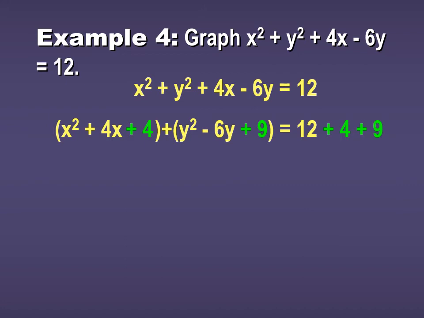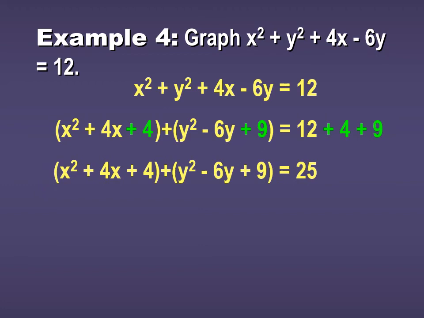All right, so I have perfect squares now, which means I can factor them. I'm going to simplify the right-hand side. So 12 plus 4 plus 9 is 25. And this is a perfect square, which means it becomes x plus 2 squared. And this is a perfect square, so it becomes y minus 3 squared. And now I have an equation for a circle. I have an h and a k value, and I can get my r value. It looks like my center would be negative 2, 3, and my radius would be 5.